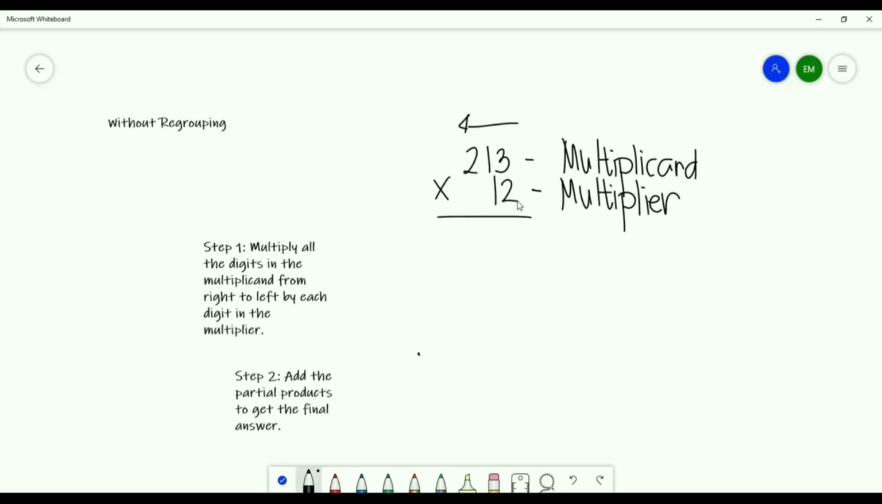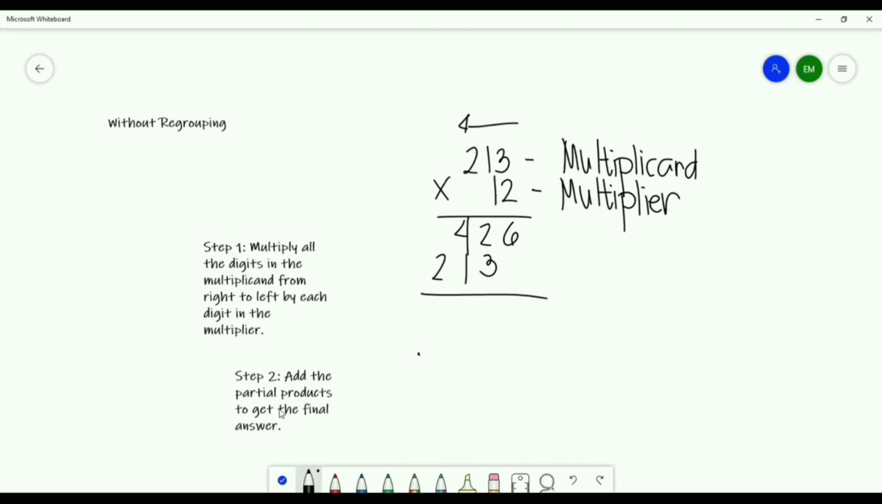So we multiply 2 times 3 is equal to 6, 2 times 1 is equal to 2, and 2 times 2 is equal to 4. Next, 1 times 3 is equal to 3. We write 3 in the tens place because our multiplier 1 is in the tens place. Always remember that. Next, 1 times 1 is equal to 1, and 1 times 2 is equal to 2.